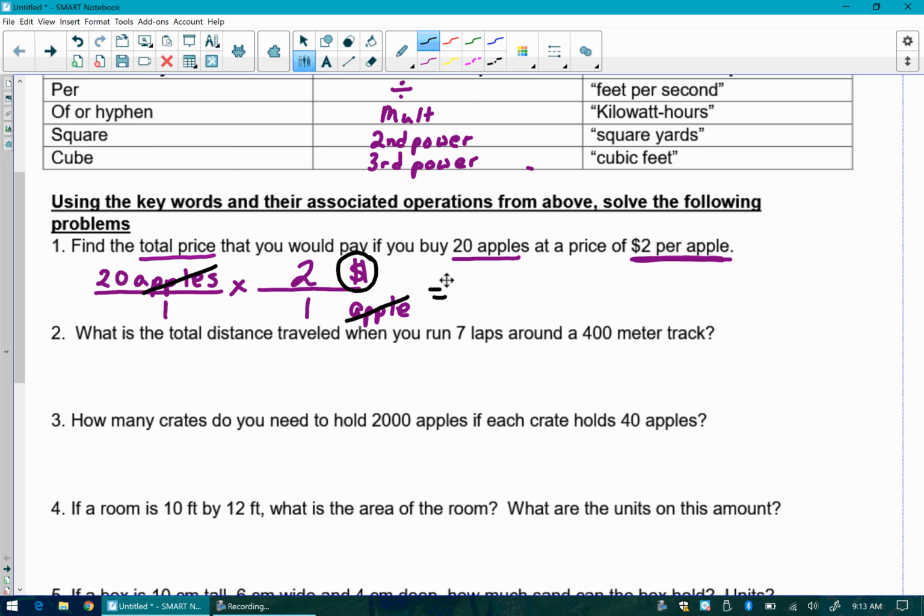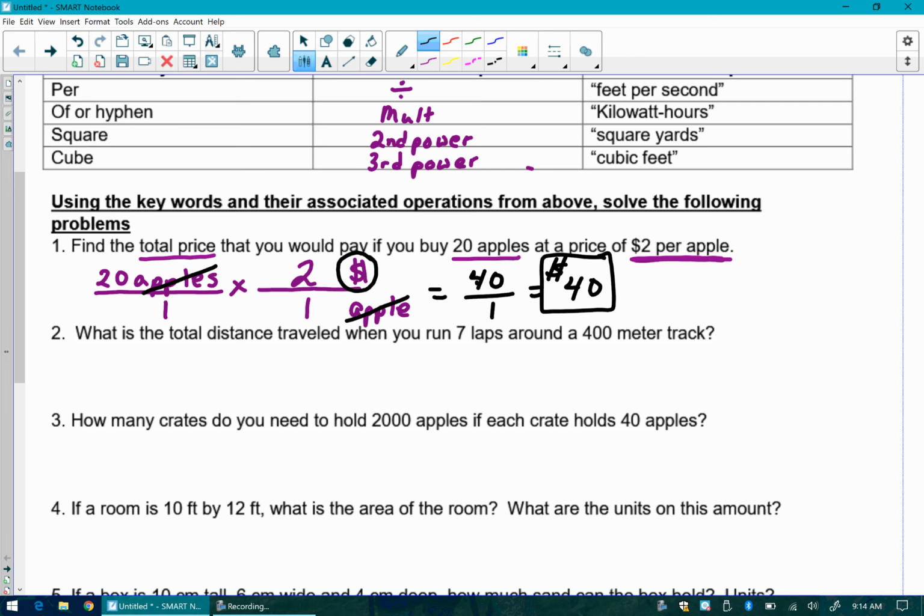So you just treat these like fractions. You just multiply straight across. 20 times 2, of course, is 40. And on the bottom, 1 times 1 is just 1, and 40 divided by 1 is just 40. And we know that our unit, the only one we had left, was the money. So $40. So if you were to buy 20 apples at a price of $2 per apple, it was going to cost you 40 bucks. Okay, that's the idea there.